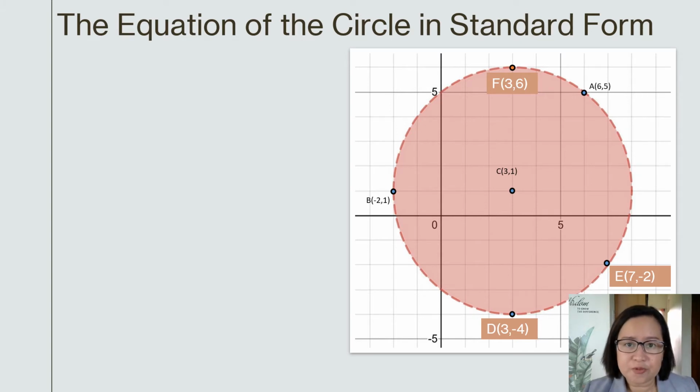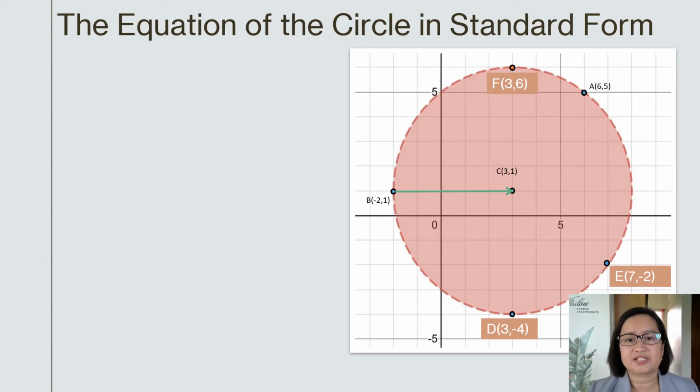But can we determine the length of the radius of the circle? Yes, we can determine the length of the radius of the circle by merely counting the number of units from point B to point C. Counting that, we will have 5 units. Hence, we can say that the radius of the circle is 5 units. Is there any other way aside from counting?